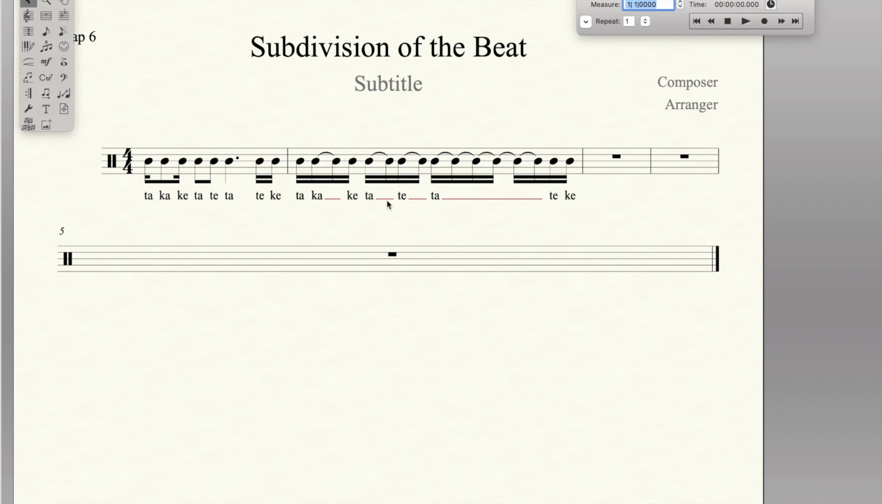Okay, taka ke ta te ta, tiki taka ke ta te ta, tiki. So I'm thinking in this: taka tiki taka tiki. But I'm playing taka ke ta te ta, tiki taka ke ta te ta, tiki.